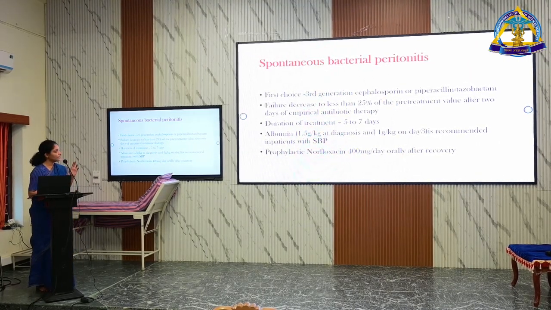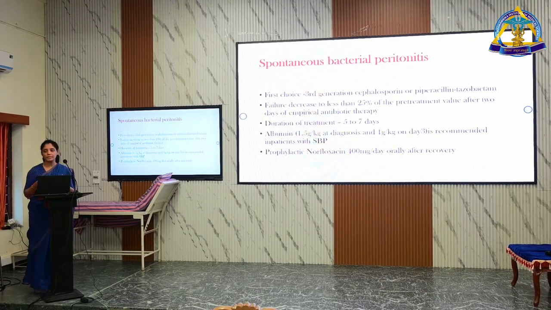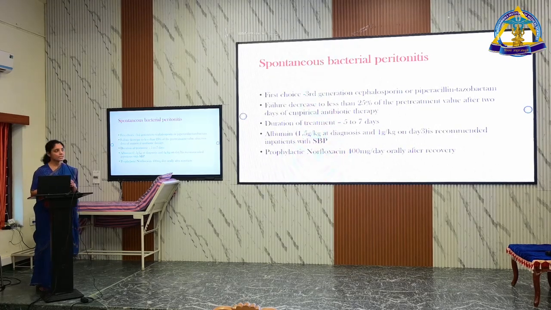Then there is failure if the ANC does not decrease by at least 25% of the pre-treatment value at 48 hours. So in cases of SBP, always repeat an ascitic fluid tap at 48 hours. And if it fails to improve more than 25% of the pre-treatment ANC, that means it's a failure and you have to change the antibiotic. Duration of treatment is at least 5 to 7 days, at least 5 days.